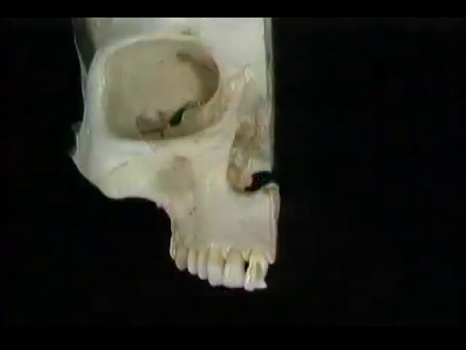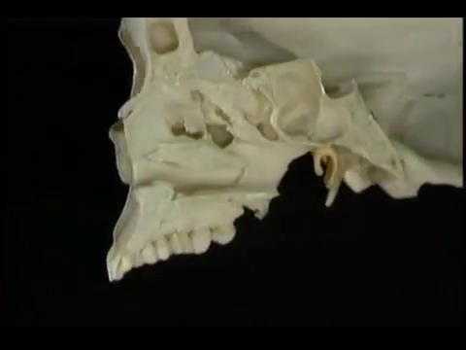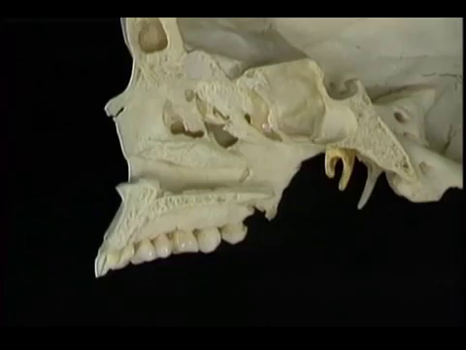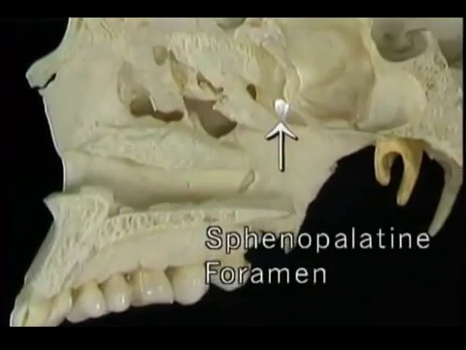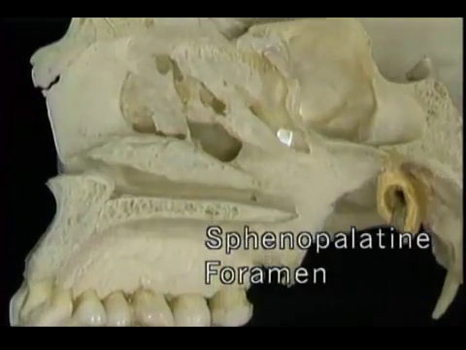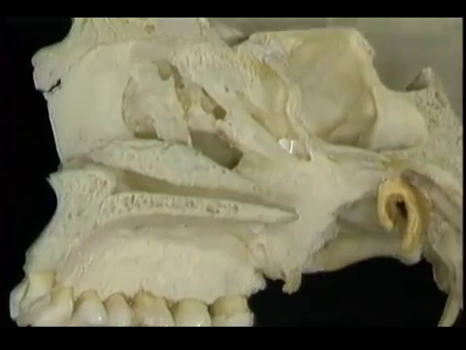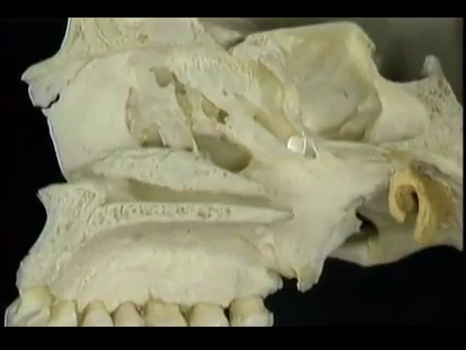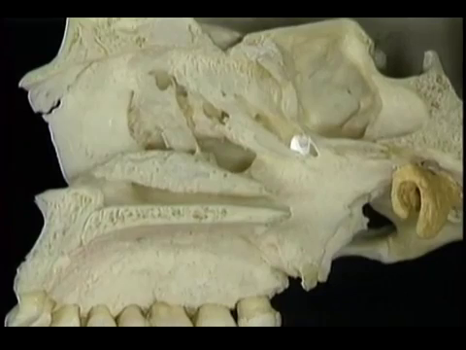To see where these go, we'll look at a skull that's been divided in the midline. The opening that's illuminated is the sphenopalatine foramen, which opens into the pterygomaxillary fissure. The maxillary nerve enters the fissure from behind here.